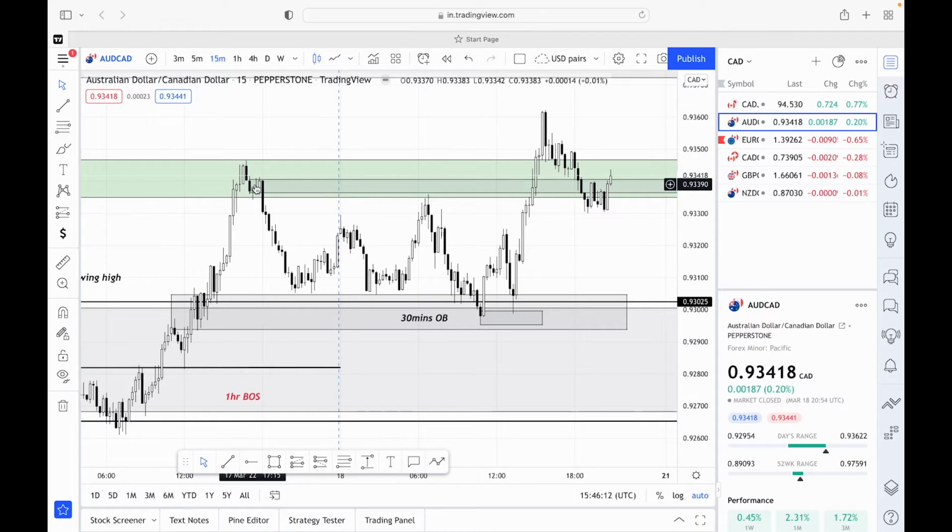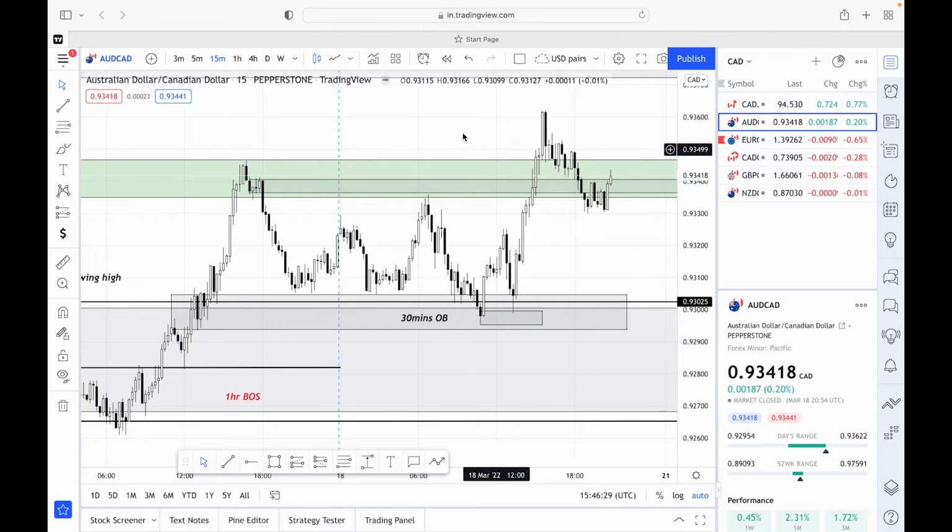The market did not respect this supply level here. This is a supply zone, and the market didn't respect it. It just broke above it, indicating buyers are still in the market. And we took profit somewhere around here.